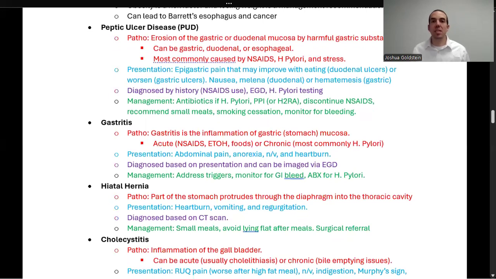Next, we have peptic ulcer disease. Peptic ulcer disease is a very similar problem because it's also a problem with that really acidic gastric fluid. But this time, instead of the problem being in the esophagus, the problem's in the stomach or the duodenum. And what are we talking about here?